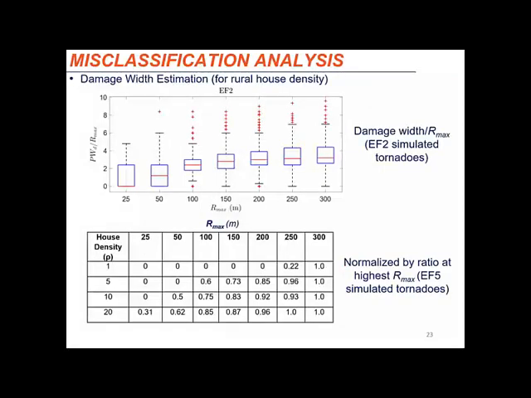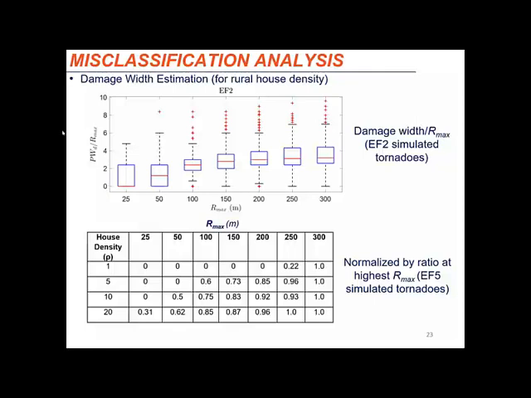So this has come out in recent research also, where there's just not enough structures to essentially estimate what the potential damaging width of the tornado is. And so what we did here, this is for EF2 simulated tornadoes, looked at the damage width from the simulation and compared it to the radius of maximum wind.